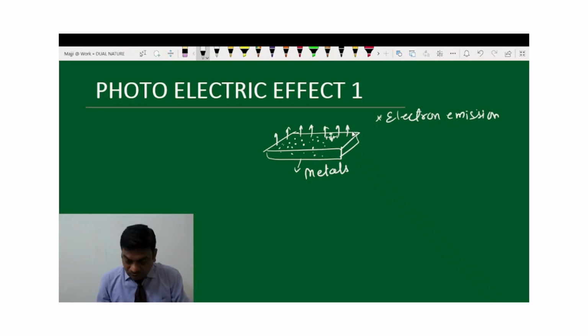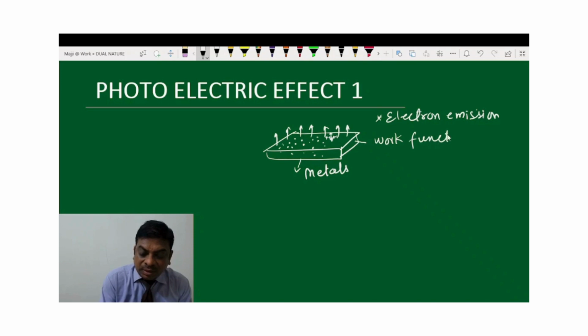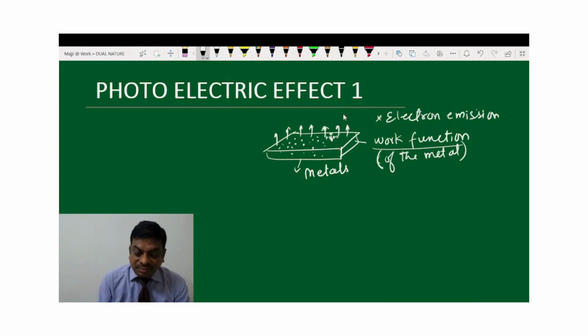Right, students? Now, that means it is very clear that there has to be a certain minimum energy required by the electrons in order to come out. That is known as work function of the metal. Very important term, students. Work function of the metal. So it is the minimum energy required by an electron to come out of the surface.